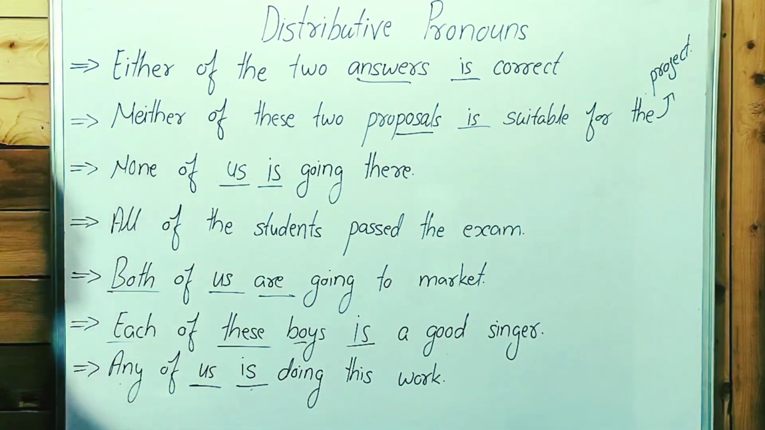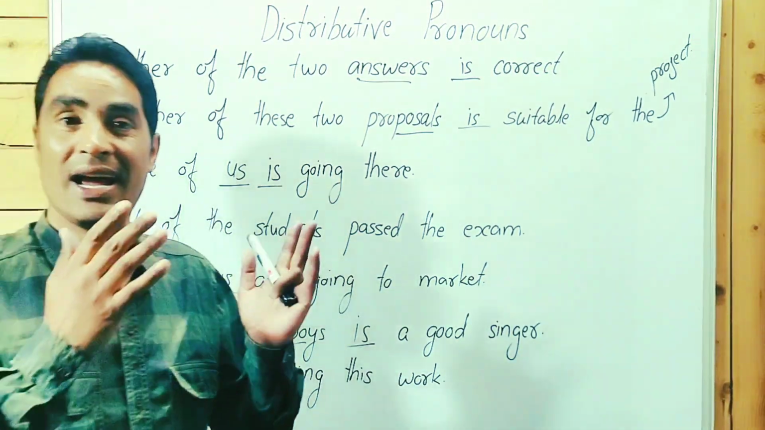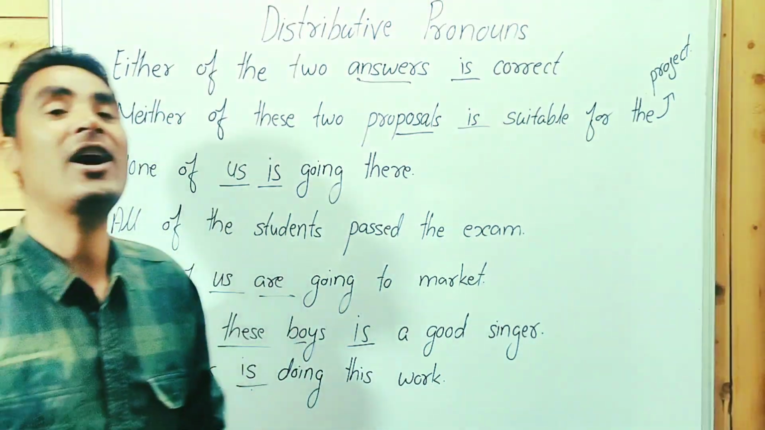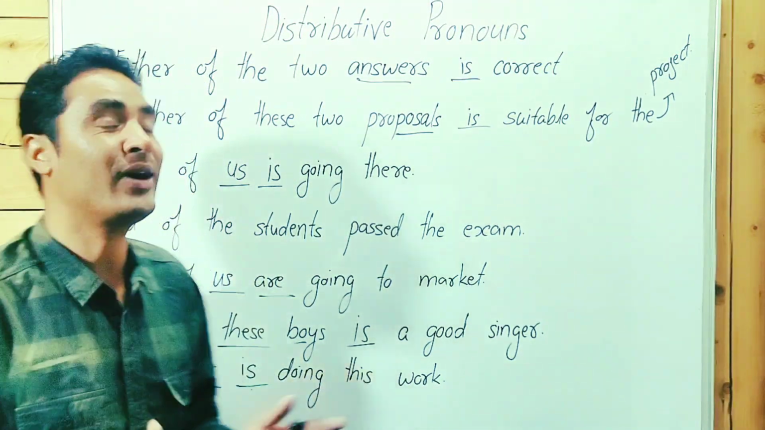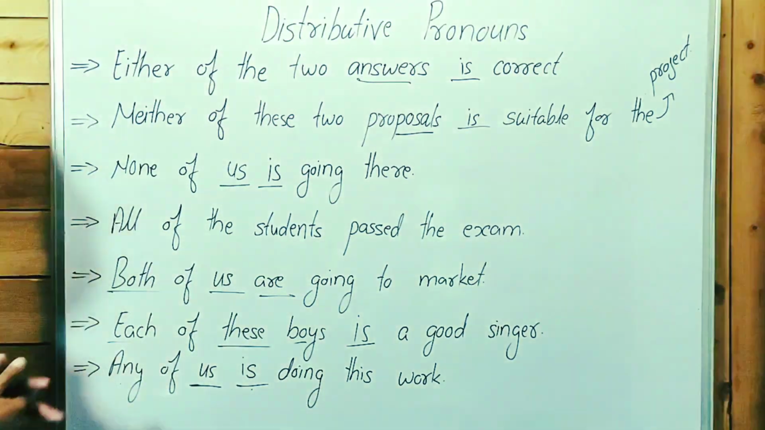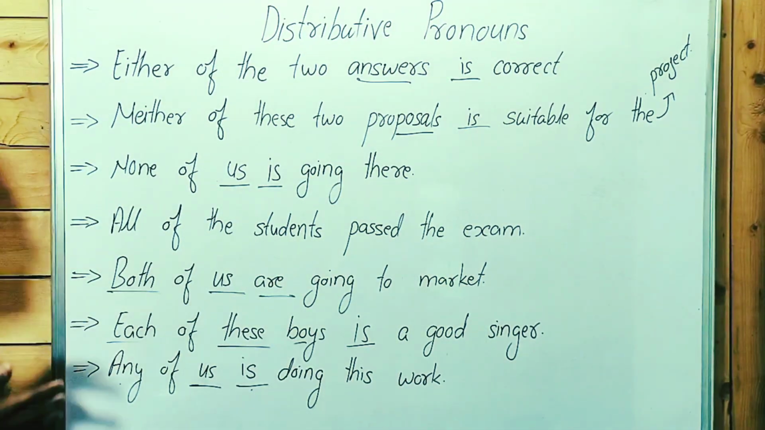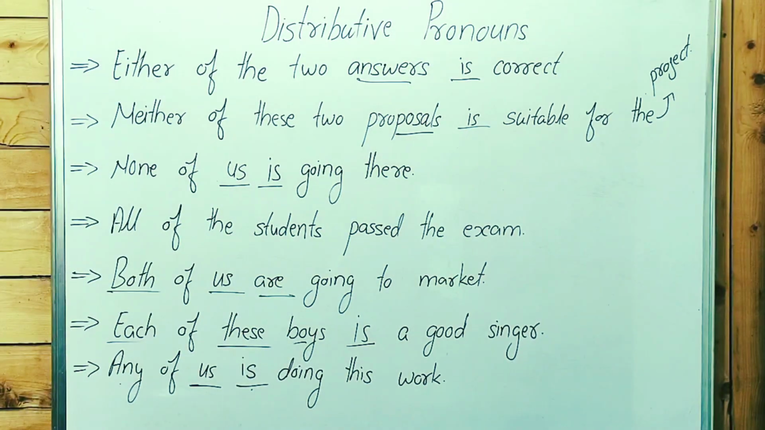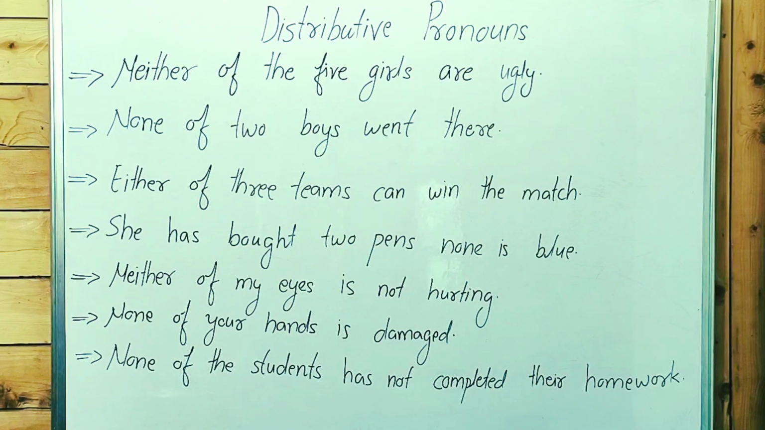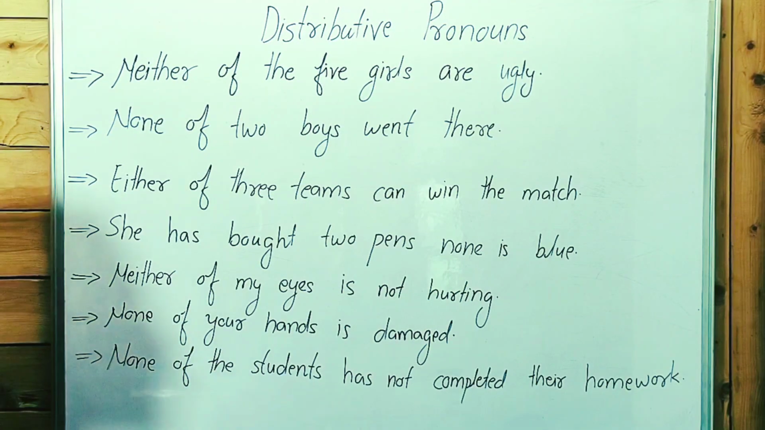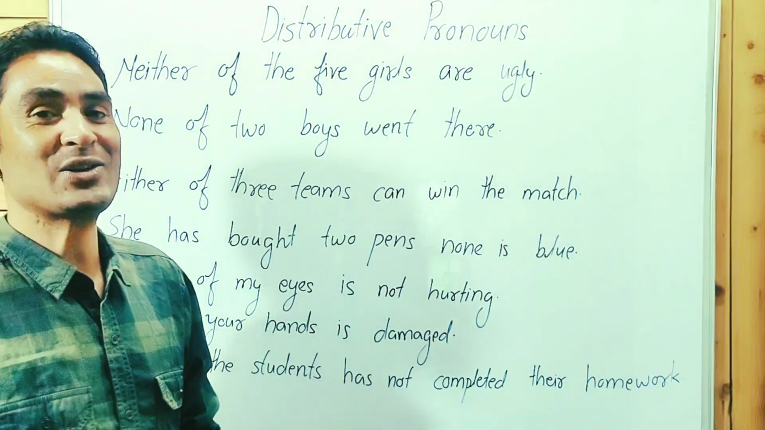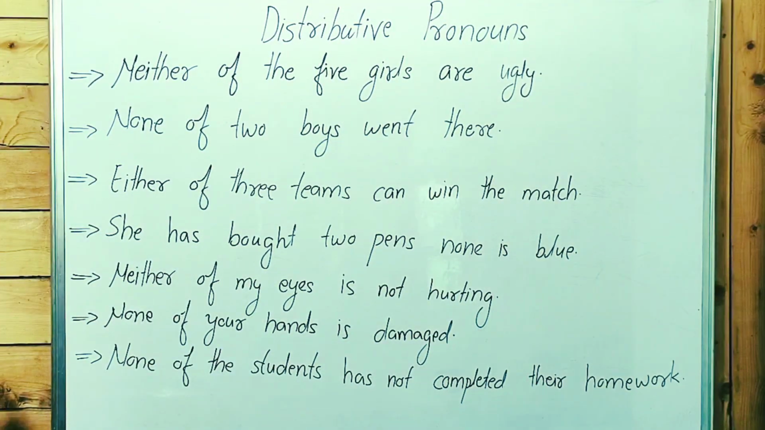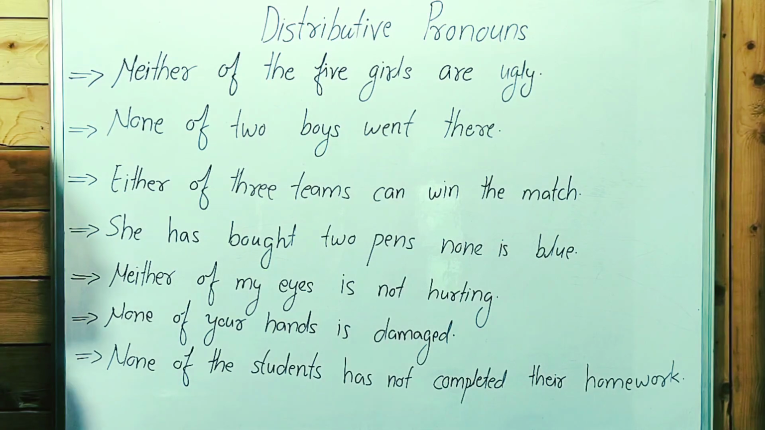Each stands for 1 by 1 out of many. Any stands for 1 out of many. I hope you understood. If you want to take a screenshot, you can take it in the next slide. Let me write some examples. Have a look at these examples. All the examples are incorrect. Try to find the errors before my answers.